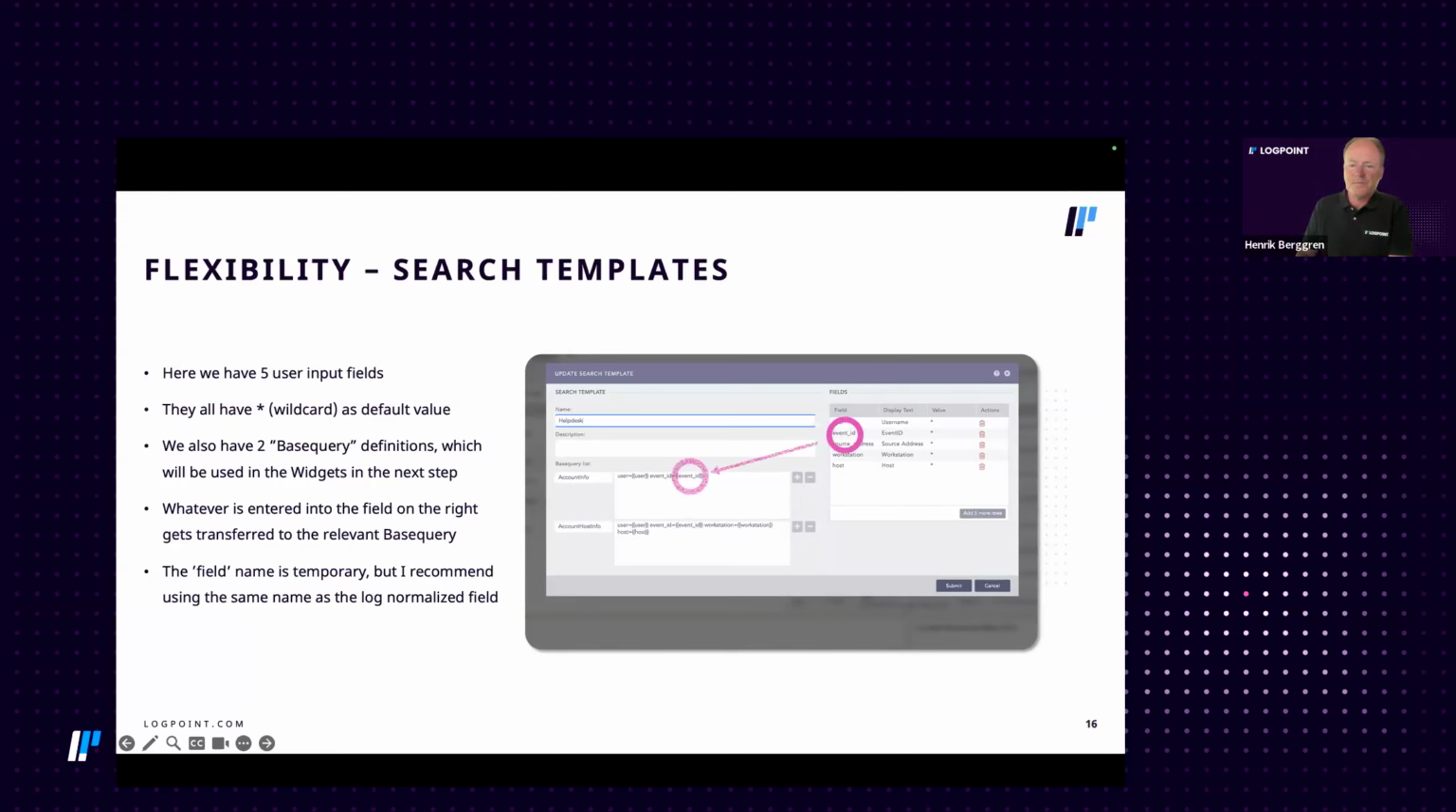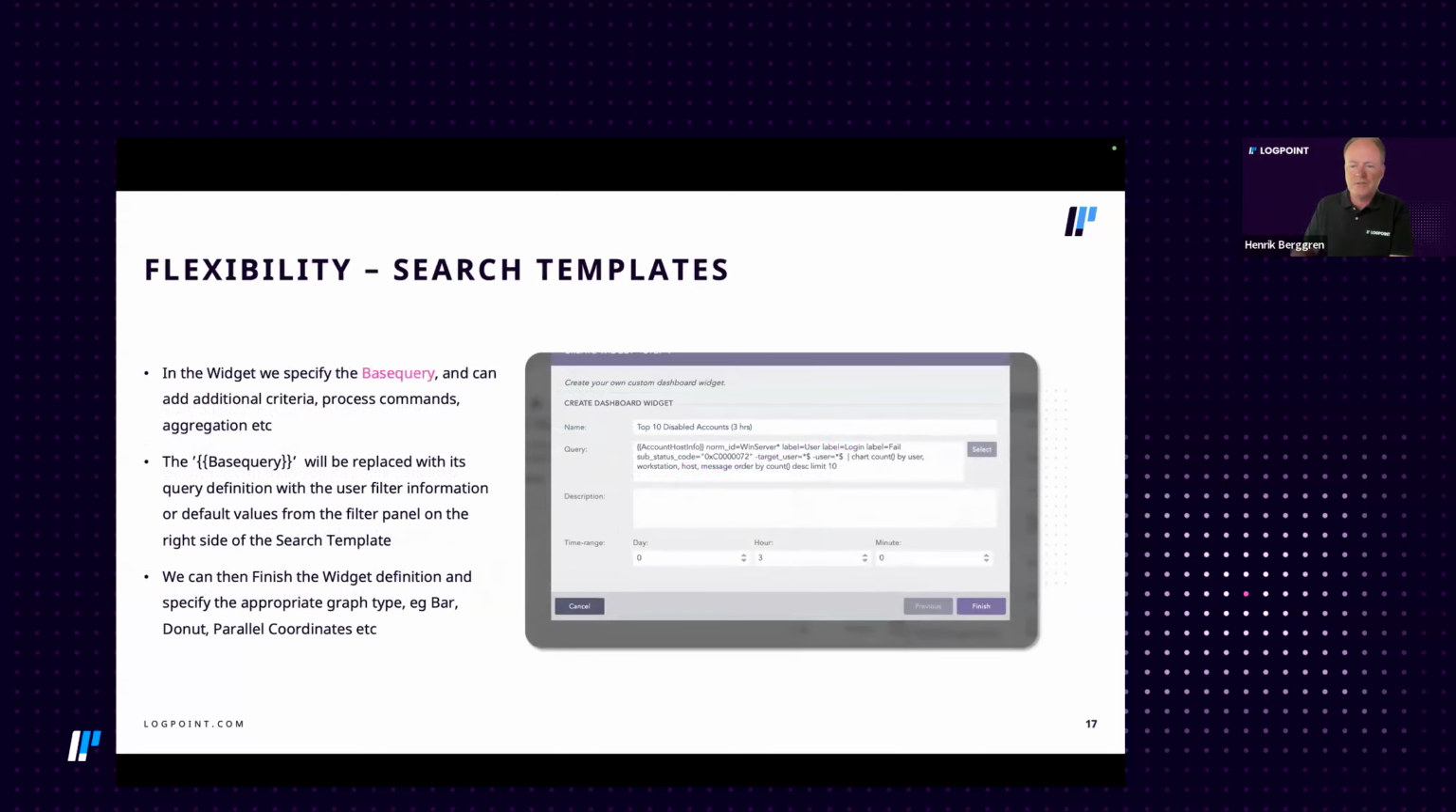And then once you've done that, you need to create a widget, a graph of some kind. And this is where you use the base query. So the base query will sort of transfer all the user-specific data from the filter fields into the query. And then you can add whatever you want on top of that, as you can see here. So this is just to catch the user info. So that's how we transfer it. And then you just set maybe a time range for it.